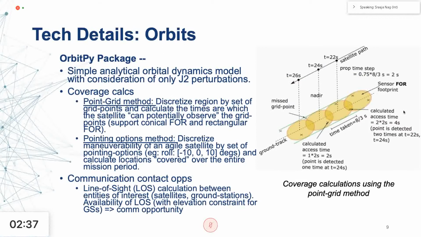The orbit module is a simple analytical dynamic model with just J2 perturbation, which is capable of providing coverage for any satellite and any orbit, given 2 approaches. One is the grid point method, so it tells you which places on Earth the satellite can see at any given instant of time. And also the pointing options method, that is, if the satellite were not to be pointing statically downward and in some other direction, what are the different points it could see? Next slide.